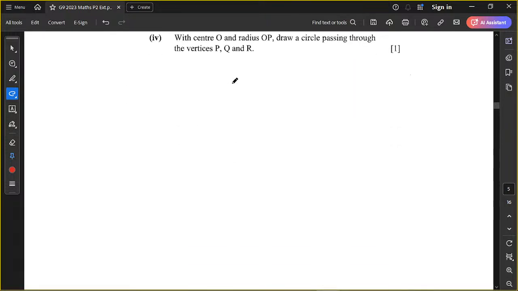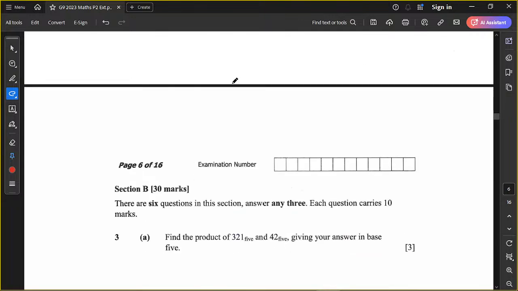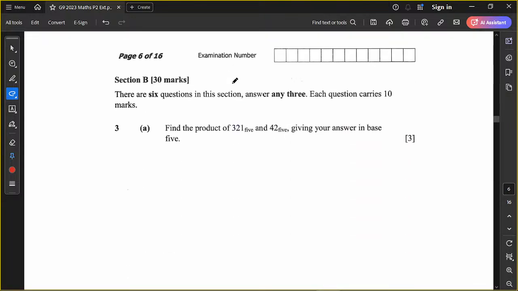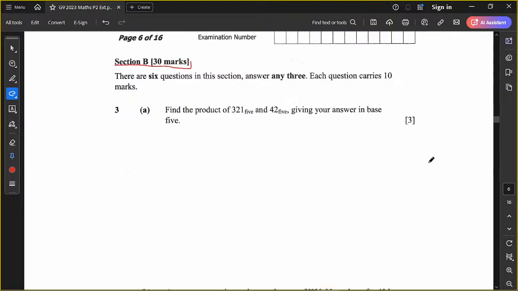Okay, we come to question 3. So that is section B. If you have answered questions like that, that means you have hammered all 20 marks. We come to section B, which has got 30 marks. Remember, the entire paper has 50 marks. So the instructions are as follows. There are 6 questions in this section. Answer any 3. Each question carries 10 marks.